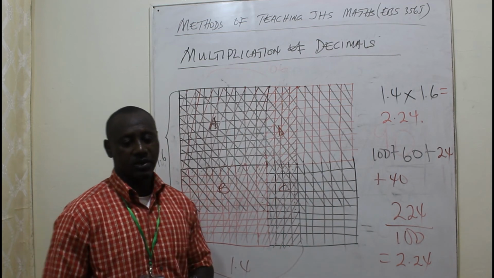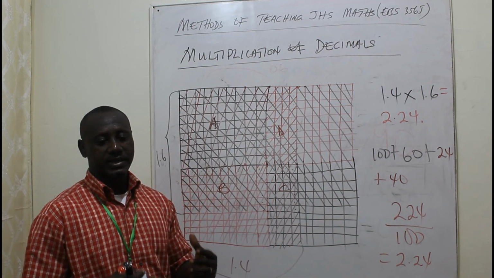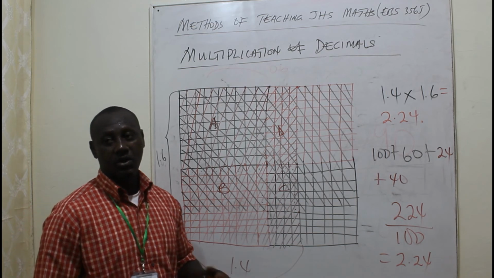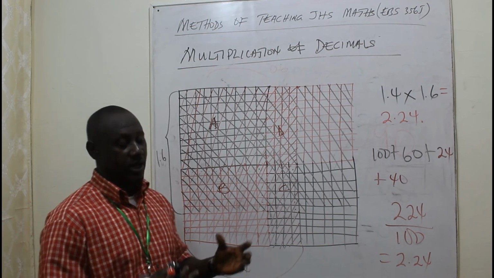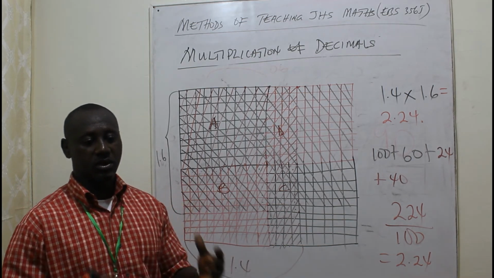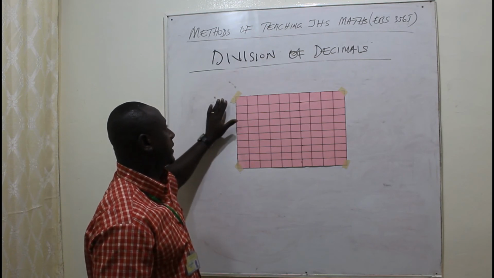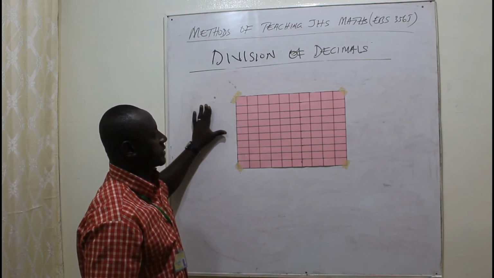I hope you have gotten the concept. So that is all for multiplication of decimals. We started with smaller decimals and we have built on to others. Thank you. We would like to consider the division of decimals.